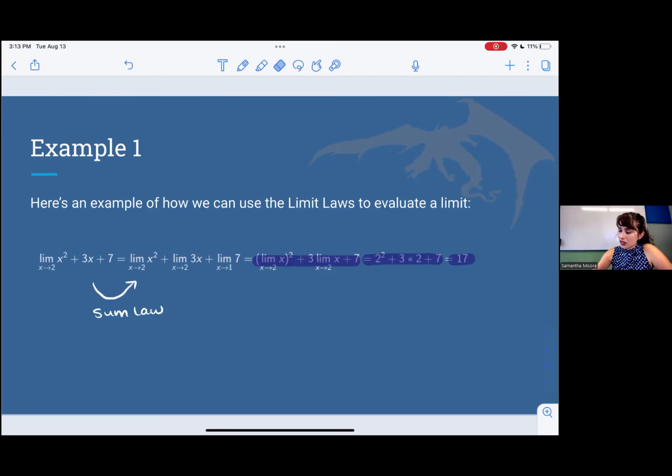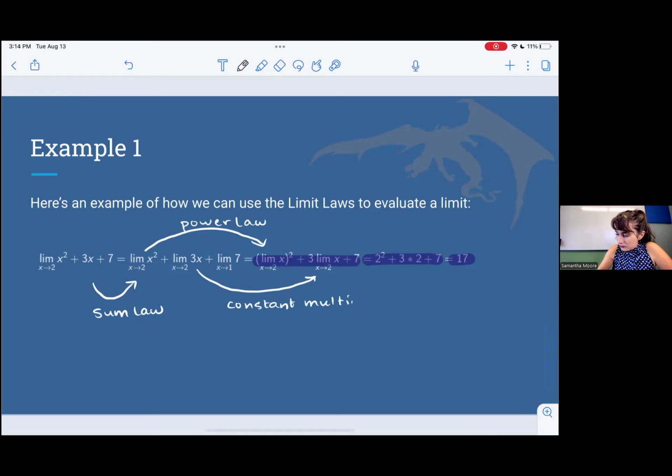Okay, and then the next step that I'm going to do is I notice I'm probably going to want to do a power law here because I have a power. So I can think about x squared or do the limit and then square it. And the other thing that I'm going to want to use is the constant multiple law because I have the limit as x goes to 2 of 3 times x, so I can pull that 3 out of the limit. Okay, and so that gets me to my next step.